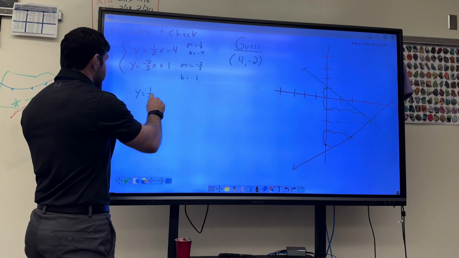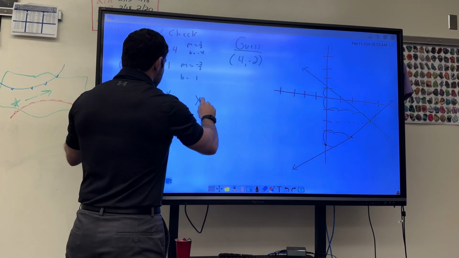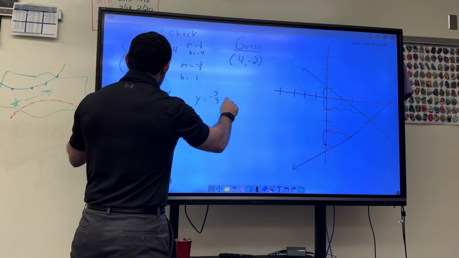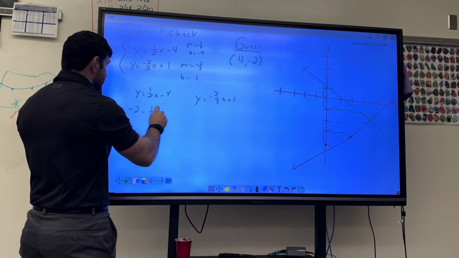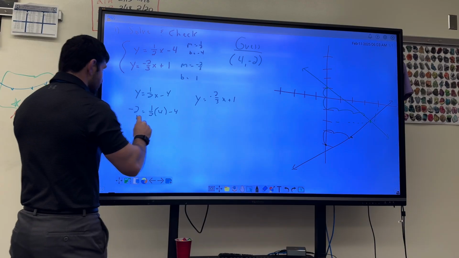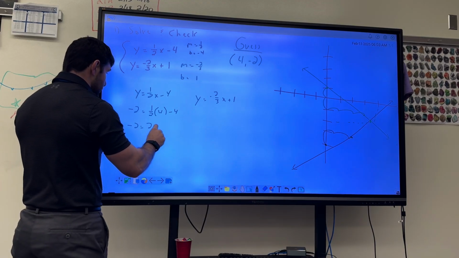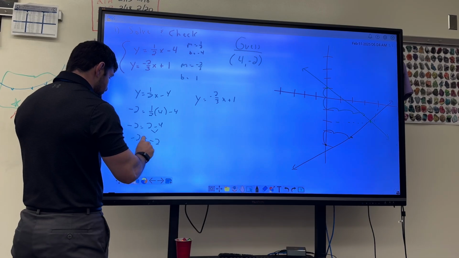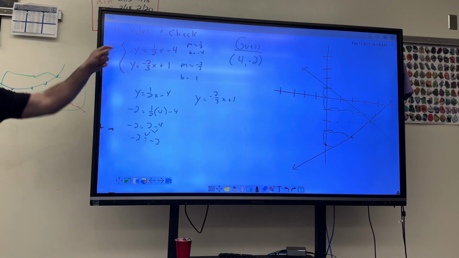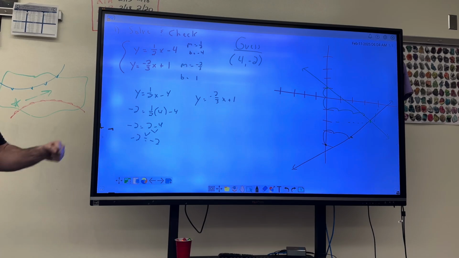y equals 1/2 x minus 4, y equals -2/3 x plus 1. -2 equals 1/2 times 4 minus 4. -2 equals 2 minus 4. That gives me -2 equals -2. Yay! It works for the top one. That's great. We're happy. Let's try the next one.